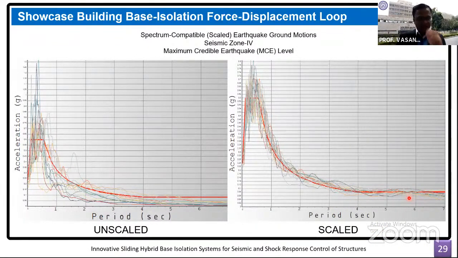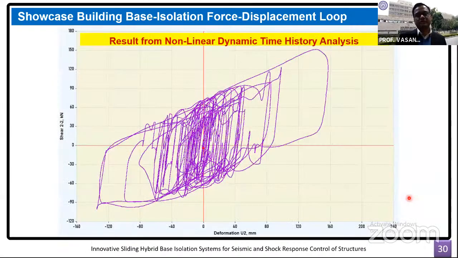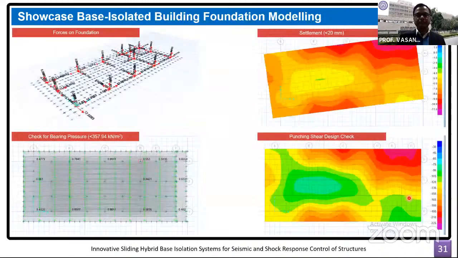So some time history analysis was conducted based on the spectrum compatible scale time histories. The spectrum was taken from the Indian Standard Code, modified for the seismic zone 4, and for the maximum credible earthquake, we saw as to what is the performance of these isolation systems. So this is the real isolation force deformation behavior in one direction that we have obtained by conducting the nonlinear dynamic time history analysis in the ETAP software.